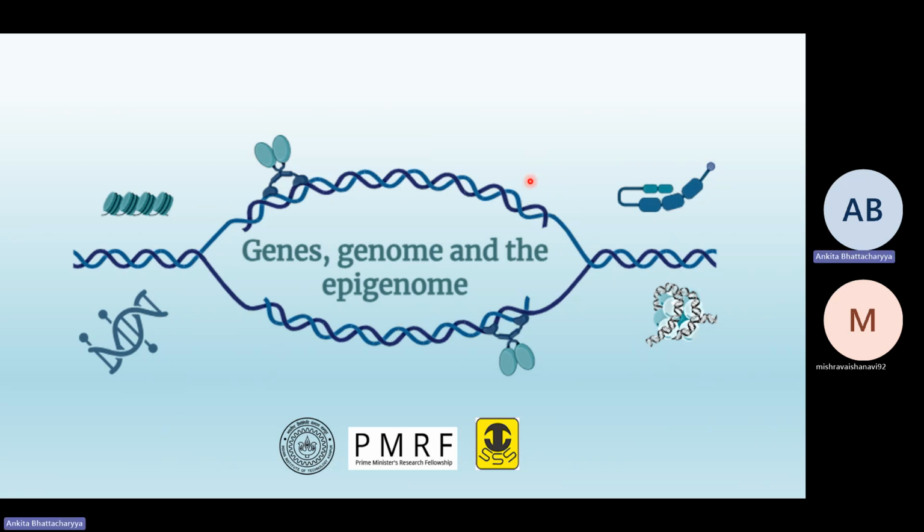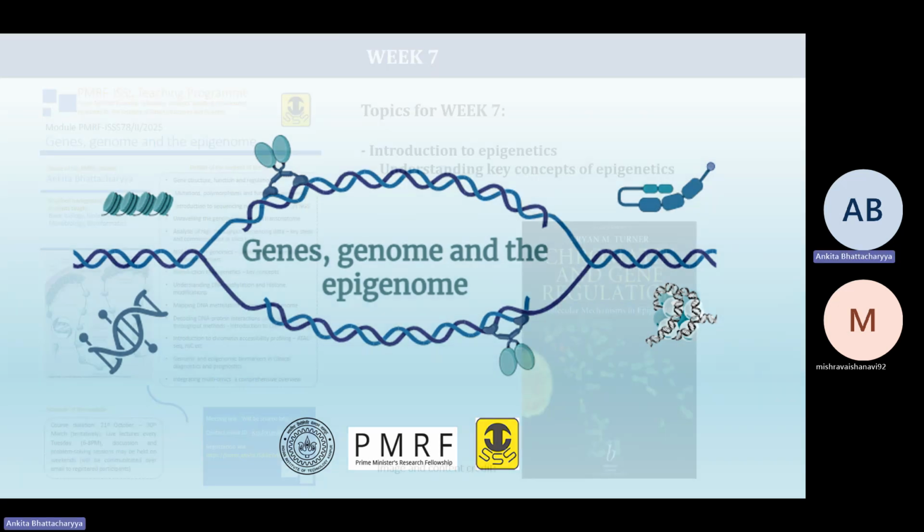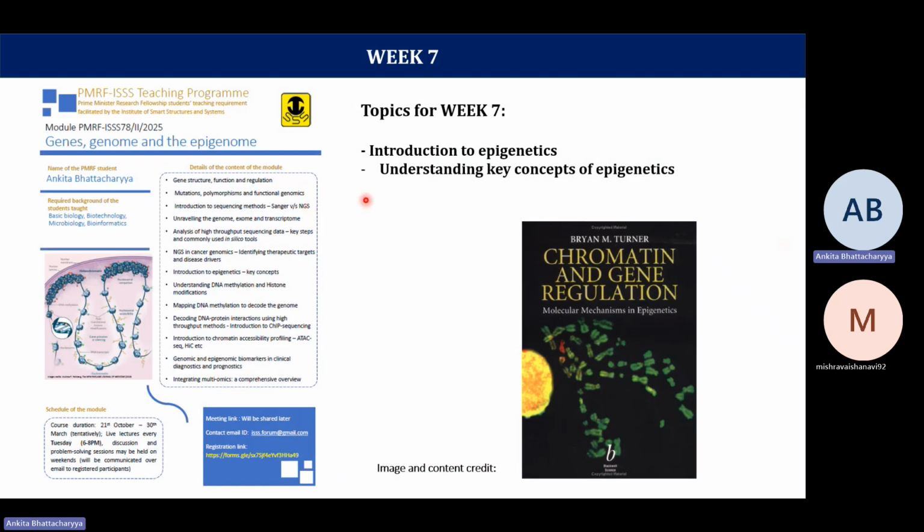Okay, so good evening. We are starting off with week 7 of our course on genes, genome, and the epigenome. Now, as I had mentioned over the email, we'll be taking a little bit of a detour from our previous weeks. So till now, we have covered these topics: gene structure, function, and regulation, mutations, polymorphisms, and functional genomics, and also introduction to sequencing methods, where we understood the contrast between Sanger and NGS methods.